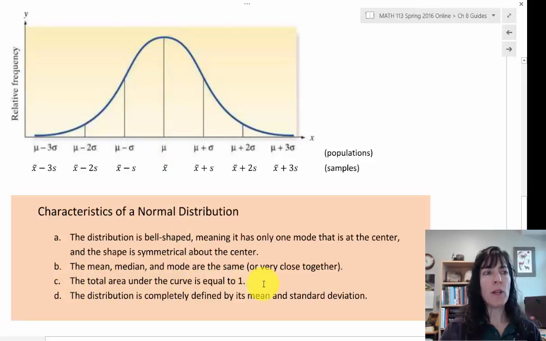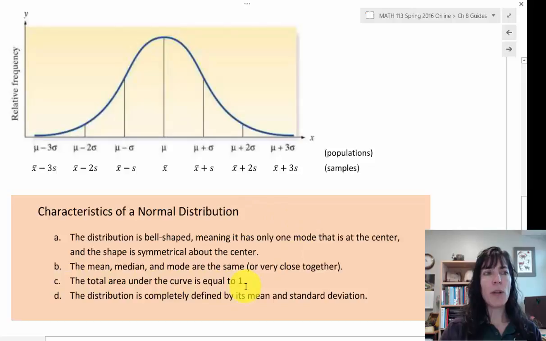Another thing we know is that the mean, median, and mode are pretty much the same. They're very close together right here at the center, and we've talked about that when we talked about skewness of the data, and that if you have mean, median, and mode all within 1 unit of each other, then you probably have a mound-shaped distribution, or in this case, a more specific mound shape, which is a normal distribution.